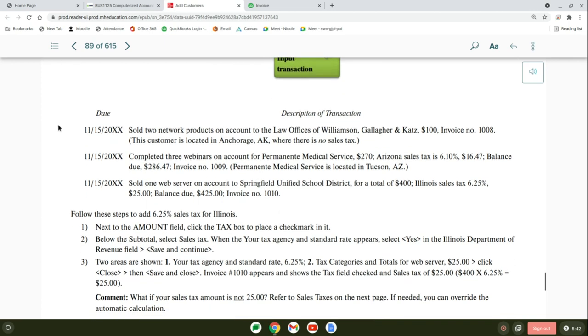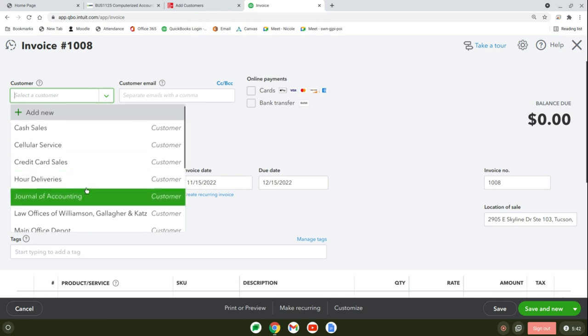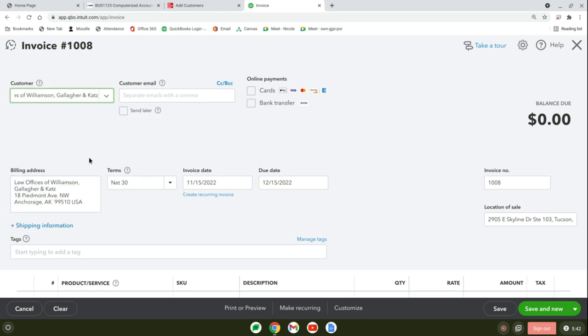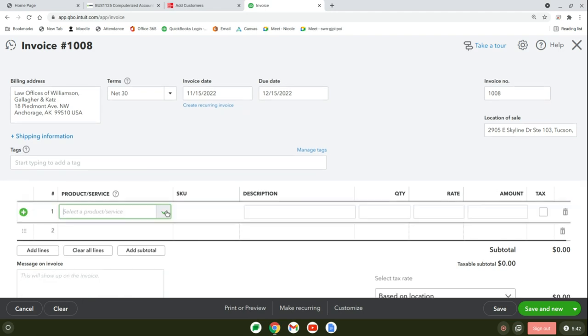So here are the 3. We're going to do all for 11/15 so we don't have to change. The first one is law offices of Williamson, Gallagher, and Katz for $100, okay? So I already did save and new, so you should be here. If not, just go back into plus sign new, and under customer, the first one's invoice. You're going to select law offices of Williamson, Gallagher, and Katz, and it says that you sold 2 networks on account. We're still using the same date. You should see 1008. So we're going to come over here and select network products, and come to quantity and change that to 2.